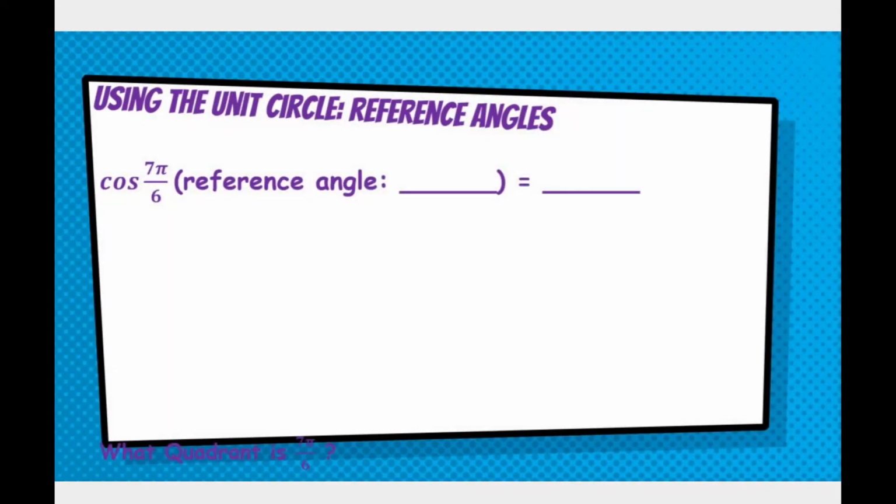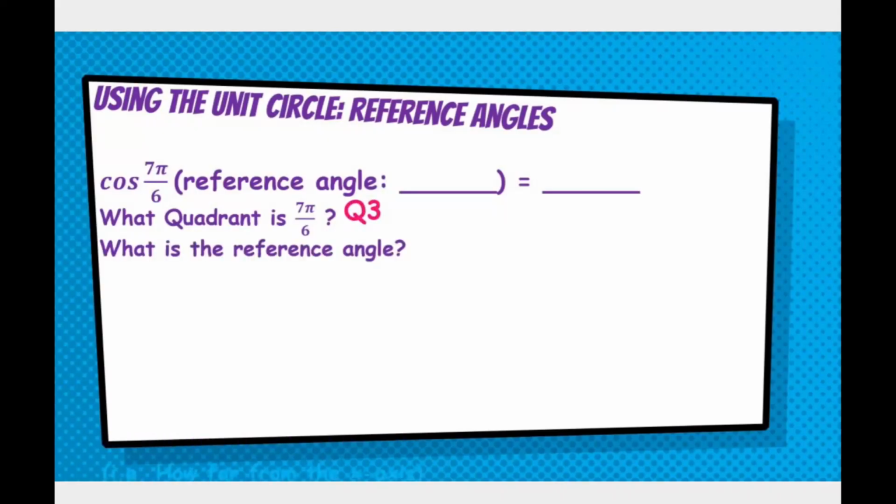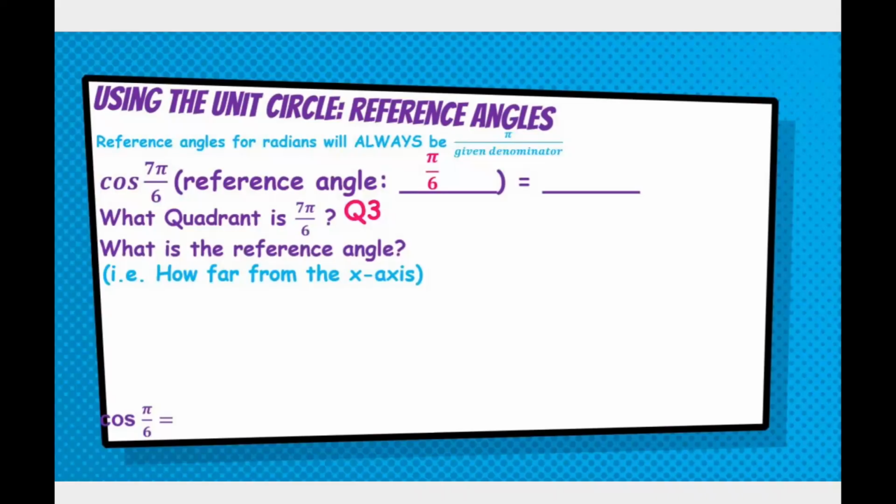All right, 7 pi over 6. That is more than 1. 1 more than 1, so that should be in quadrant 3. My answer should be negative. And my reference angle is pi over 6. And once again, I'm getting that from just like with the radians, you can just ignore that numerator, the 7 there, and what's left is your angle.